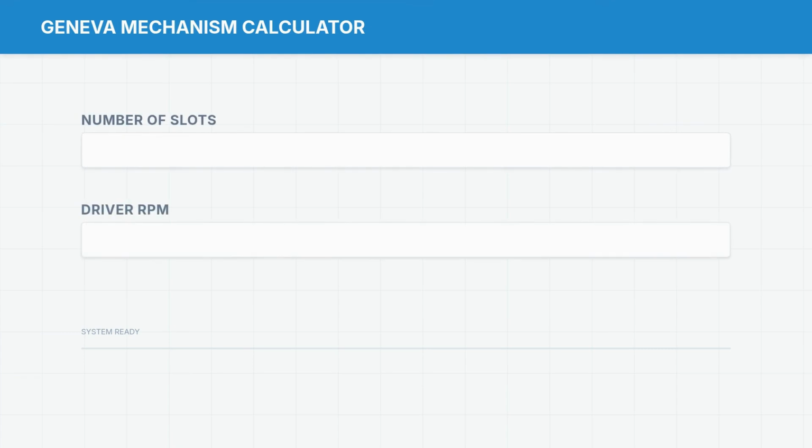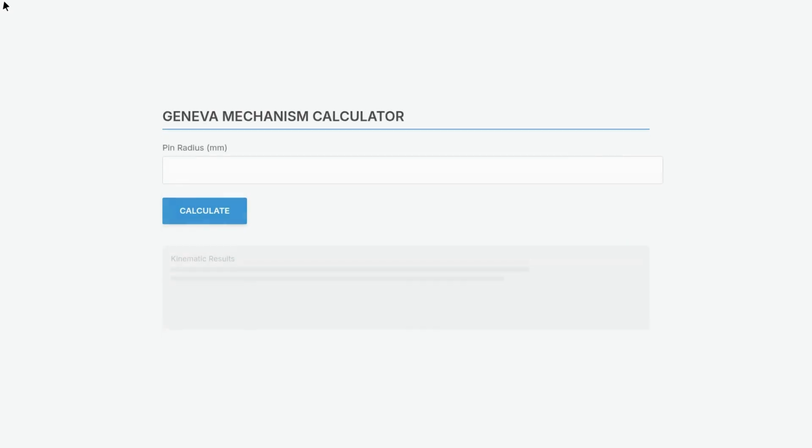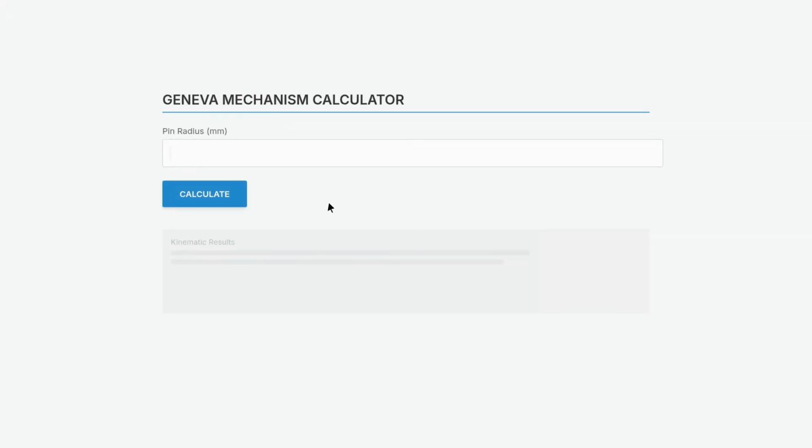Let's work through an example. I'll enter 10 for the number of slots, 10 for the driver RPM, and 10 millimeters for the pin radius. After clicking Calculate Geneva Mechanism, we get our results. The index angle is 36 degrees, which tells us how much the Geneva wheel rotates during each indexing movement.